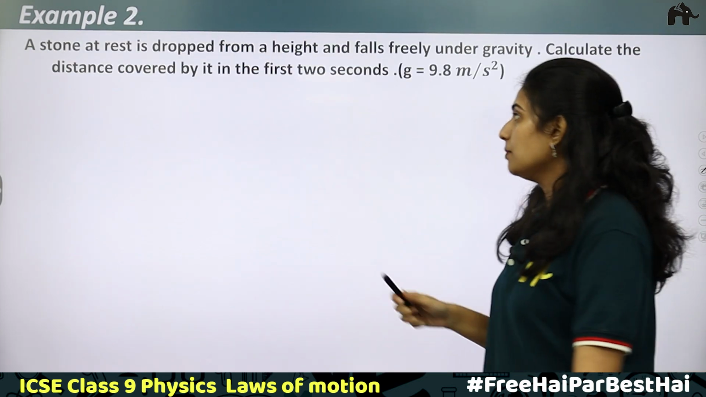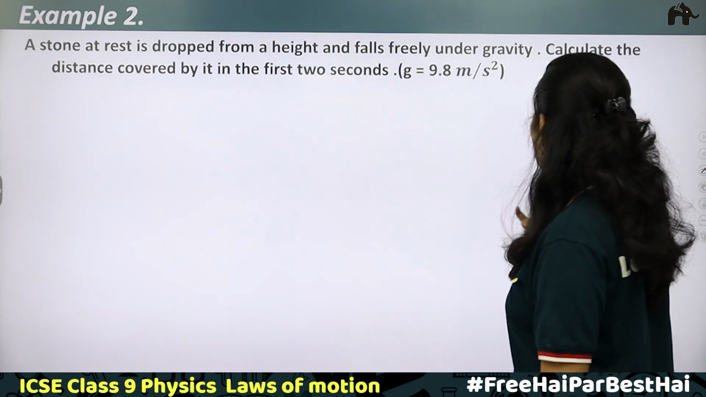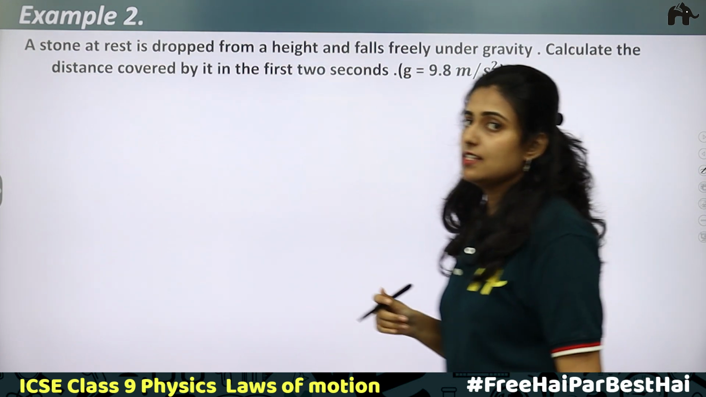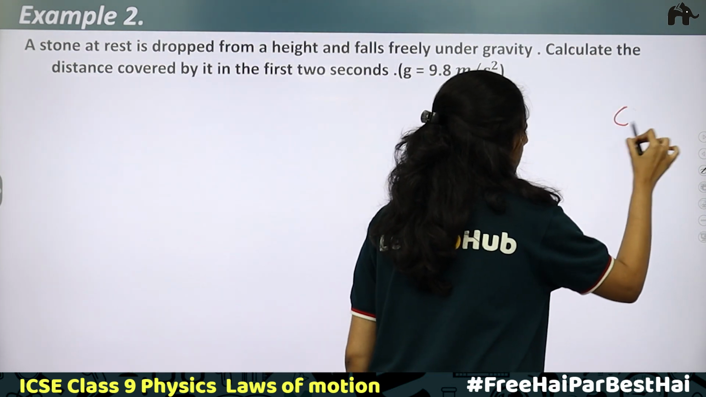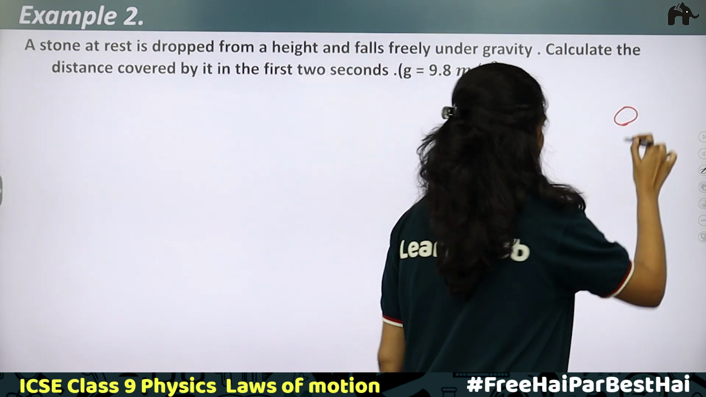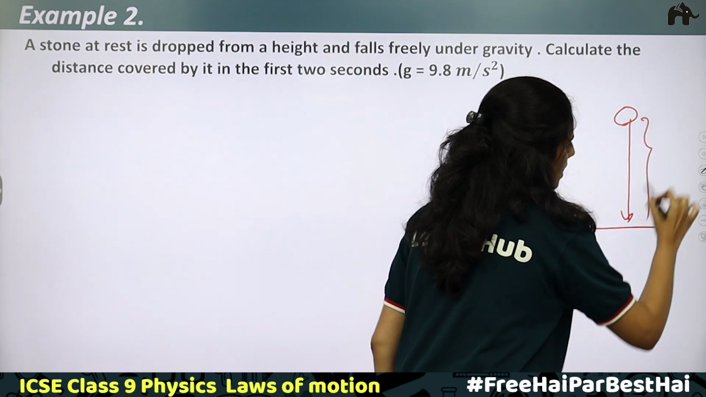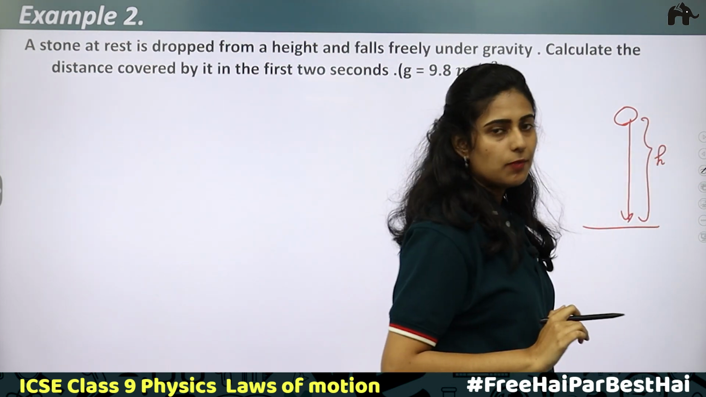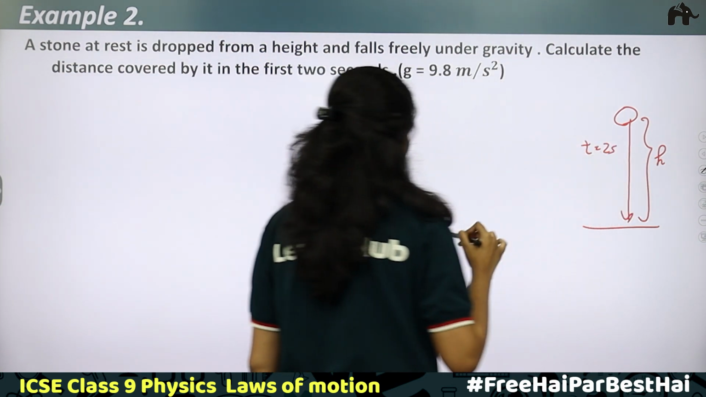Clear? Second example, a stone at rest is dropped from a height and falls freely under gravity. Calculate the distance covered by it in the first 2 seconds. g is equal to 9.8 meter per second square. So here we have a stone which is at rest and it is released. It is freely falling to the ground. Total distance covered is h, the height h. Now time taken is given, t is equal to 2 seconds.